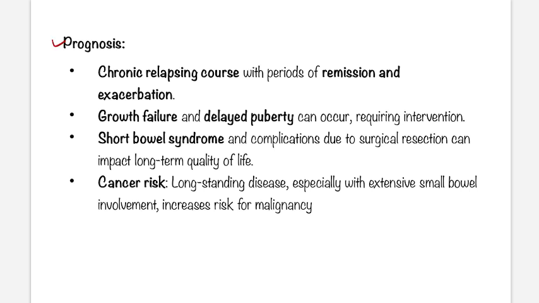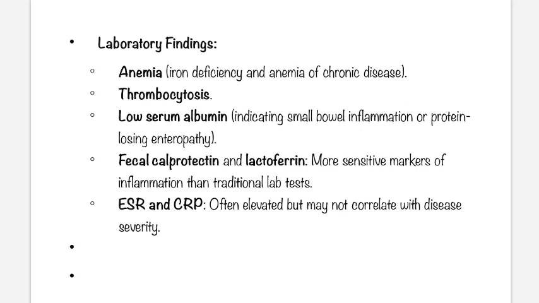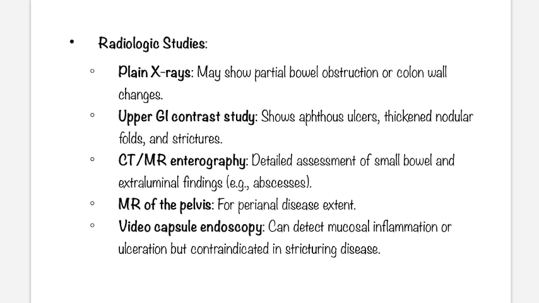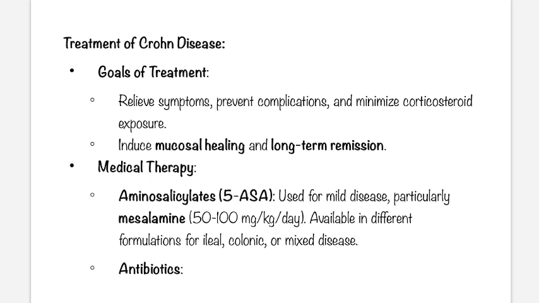Okay, so prognosis. This has a chronic relapsing course with periods of remission and exacerbation, growth failure during puberty, short bowel syndrome, and cancer risk. Okay, so diagnosis we will see. How will we diagnose this condition, with growth failure, abdominal pain, right lower quadrant mass, perineal abscess? Laboratory findings we have seen, endoscopy findings we have seen, radiological studies we have seen, treatment we have seen.